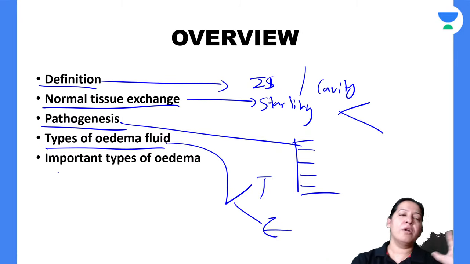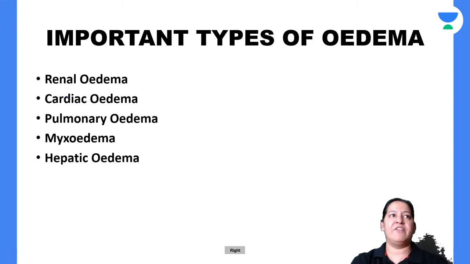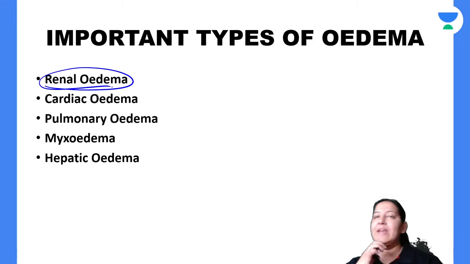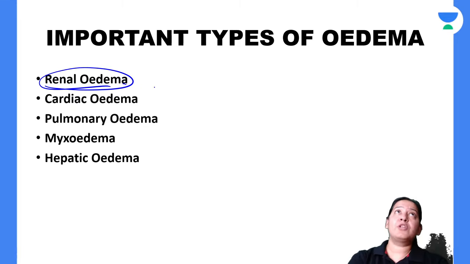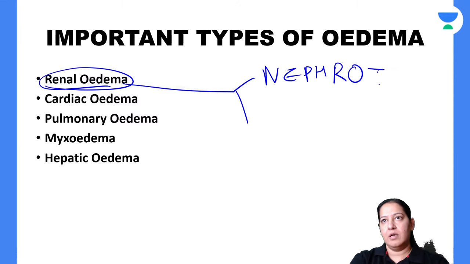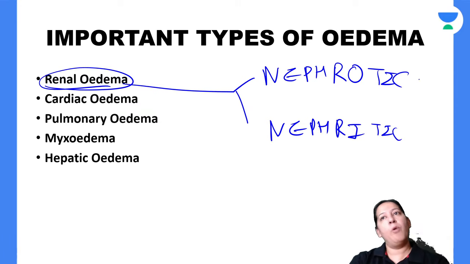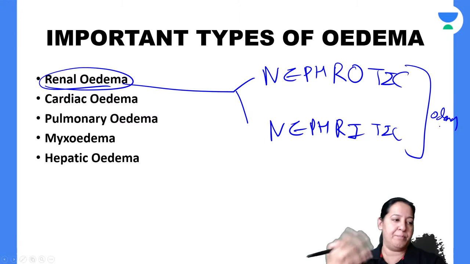Yes. Now coming to a few important edemas, there are many important types of edema. I will explain only one, the renal edema. I would like to explain only one term: nephrotic syndrome and nephritic syndrome. What is the difference between them? Both of them will have edema. Both are renal failure. Both have edema.